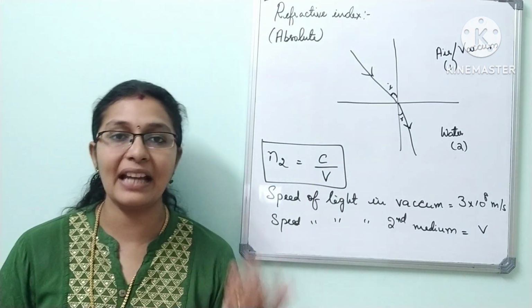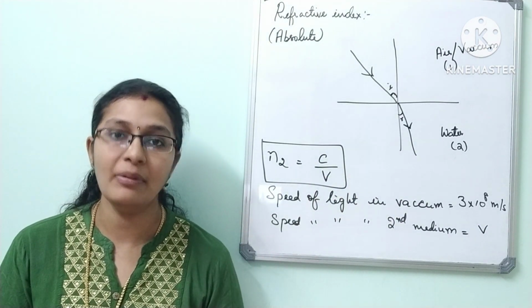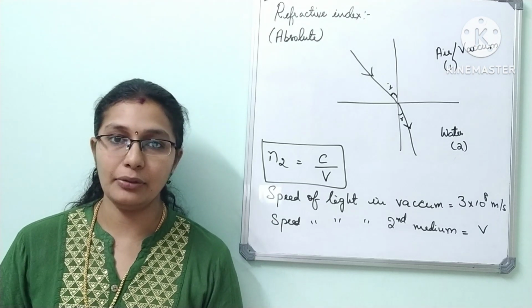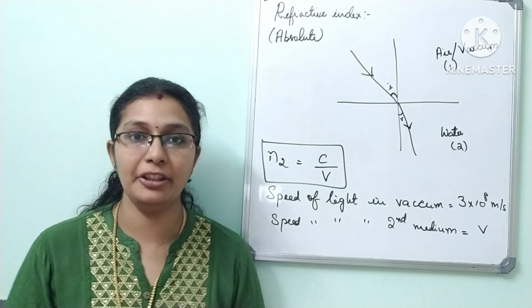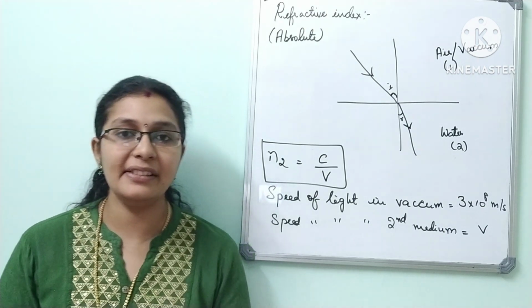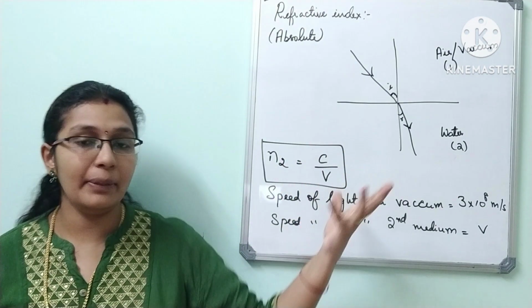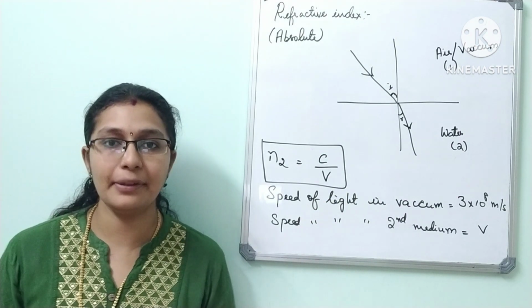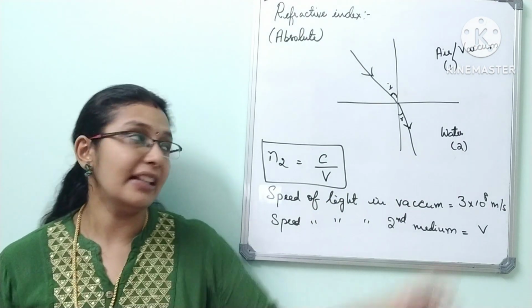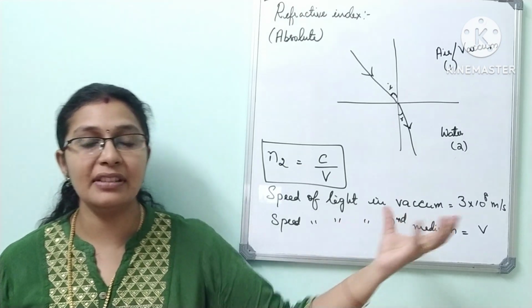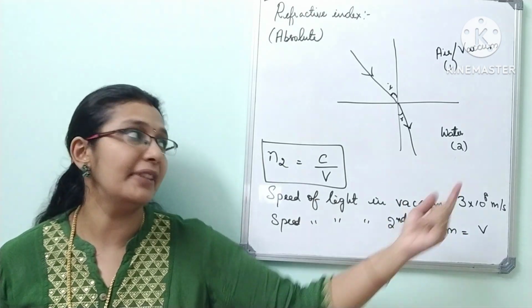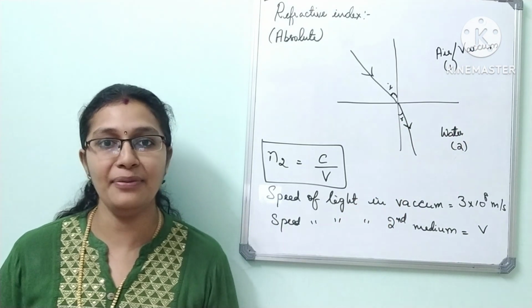So for different pairs of medium, you have different refractive index values. You have that as a tabular column in your textbook. You need not memorize it, just understand how the refractive index value will be for a given pair of medium. That is, keeping the first medium as air or vacuum, how is the refractive index of the second medium in relation to the first medium.